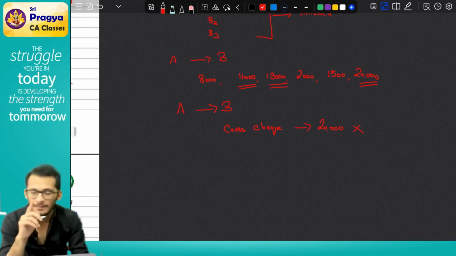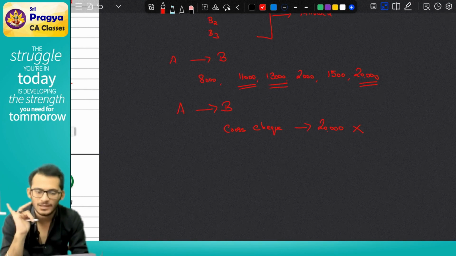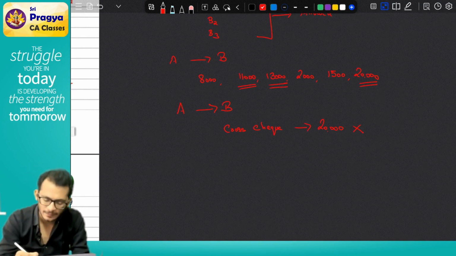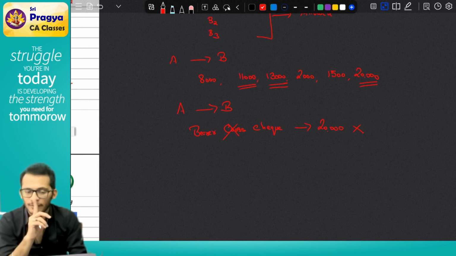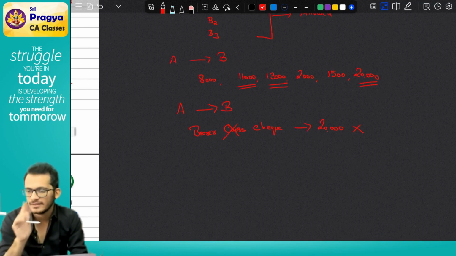Understand, I told you, you have to make the payment by account payee check. You cannot make the payment by cross check. Rahul, I did not make the payment by cross check. I made the payment by bearer check. Again, not allowed. Do you know the difference between cross and bearer check? Yes, we discussed, I remember.